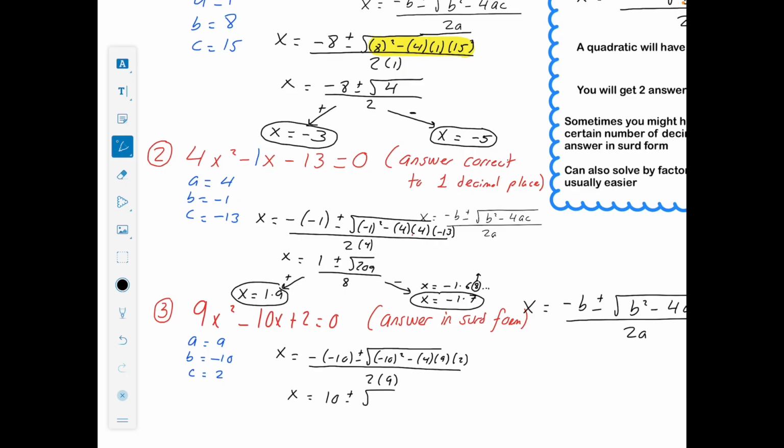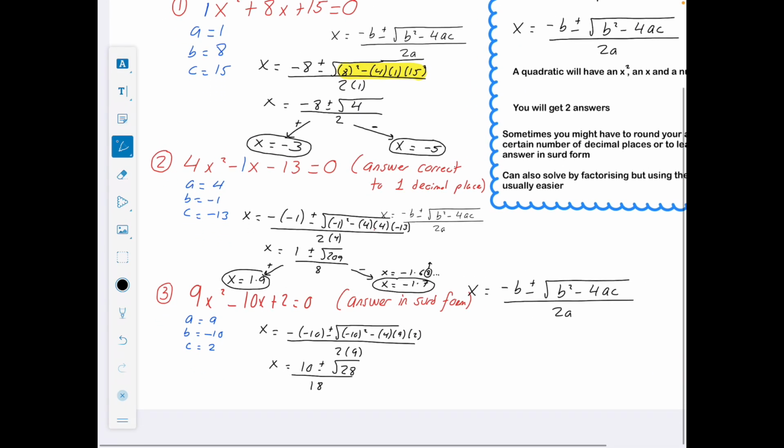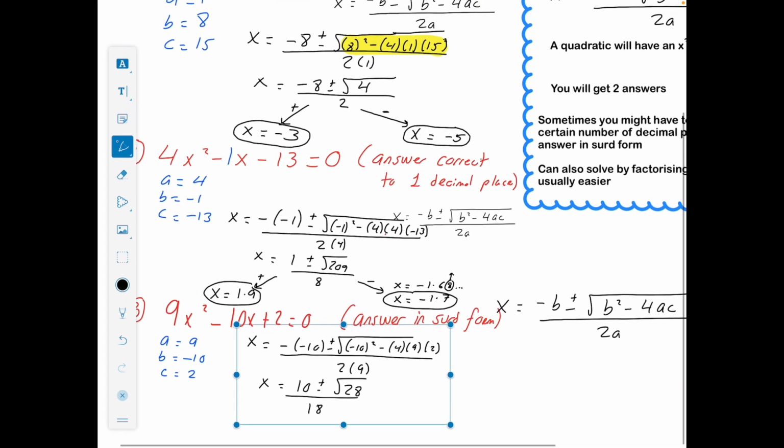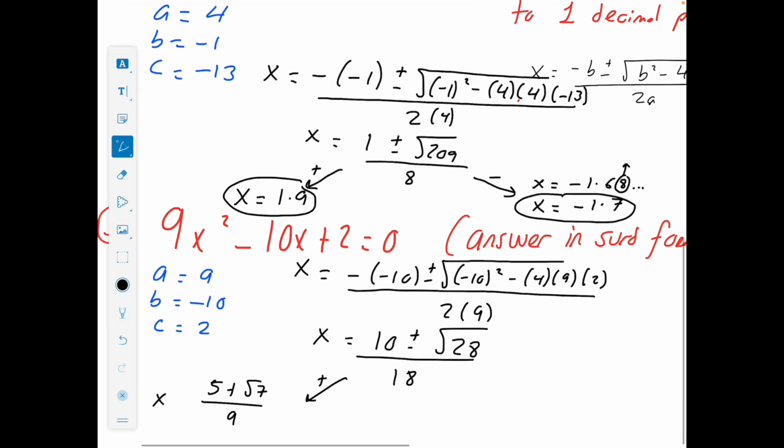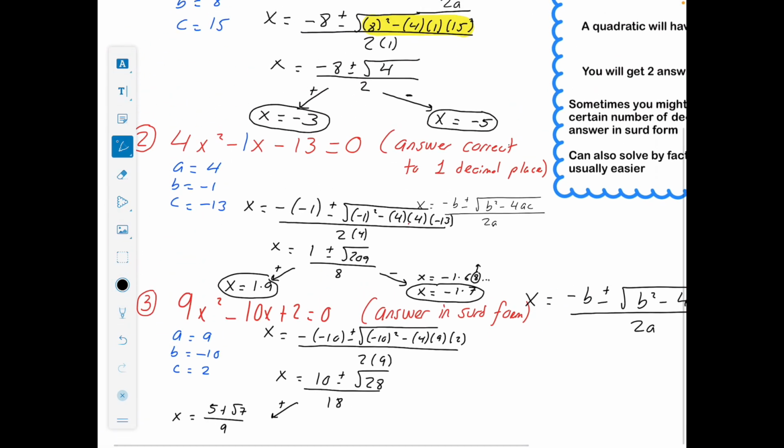And again, in my calculator, I'm putting in minus 10 to be squared. Make sure you put that in a bracket. Minus 4 by 9 by 2. And I get out 28. The square root of 28 all over 18. Okay, so just going to move this up a little bit. So we'll do plus first. So we've x is equal to, so into my calculator, press the fraction button, and I'm going to press 10 plus the square root of 28 all over 18. Now I get 5 plus root 7 all over 9.